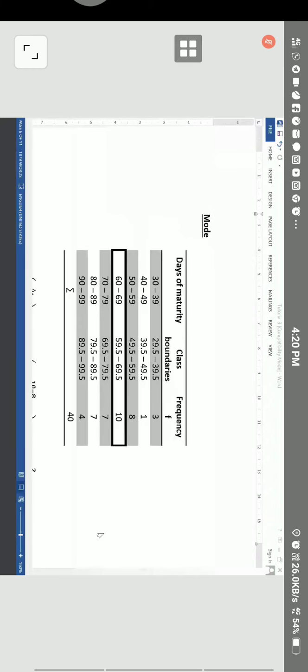After you get the median class, then go to the class mode. For the class mode, do not use cumulative frequency. The class mode is the one with the highest value, here 10. So you know that the 10 determines your class for the mode. So your mode class is class number 4.